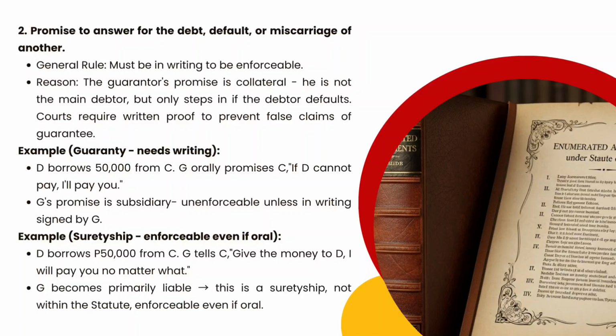This type of agreement is a suretyship under which the surety binds himself directly and primarily responsible with the principal debtor on the original contract.